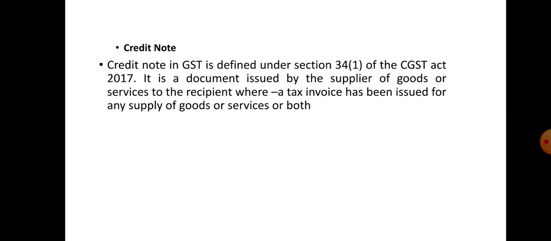It is issued when the taxable value or the tax charged in the invoice exceeds the taxable value or tax payable in respect of such supply. Secondly, when goods supplied are returned by the recipient. And thirdly, when goods or services supplied are found to be deficient. In such cases, this credit note document is issued by the supplier to the recipient. In the event of any of the above cases, the registered supplier of goods or services may issue a credit note to the recipient.